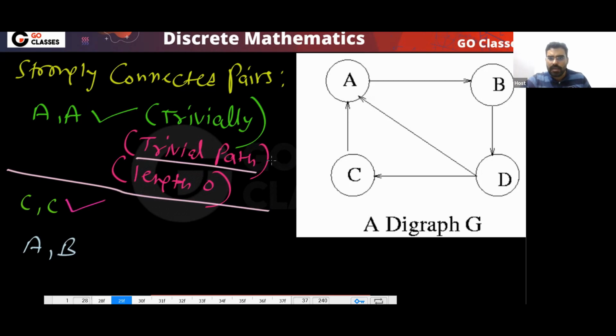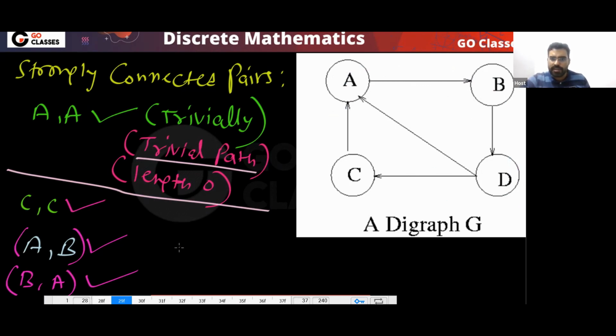Next, what about A comma B? You can notice there is a path from A to B, and there is a path from B to A. So yes, they are also strongly connected. What about B comma A? Yes, they are also strongly connected, because there is a path from B to A and a path from A to B.